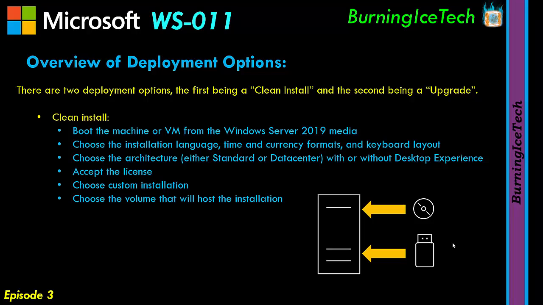So just boot from the media, choose all your specs: language, currency, keyboard, choose your architecture, choose your edition. Accept the license, choose custom installation. So that second last one, it says choose custom installation. Up until that point, it's going to be the same for your upgrade. However, instead of choosing custom, you're going to choose upgrade. And then lastly, just choose the volume, obviously.